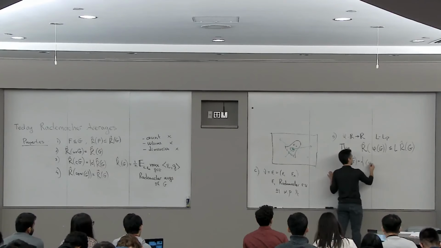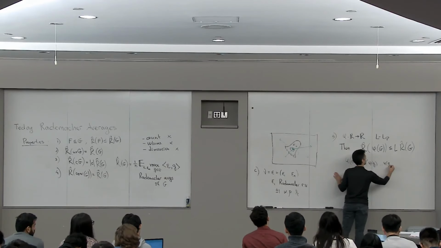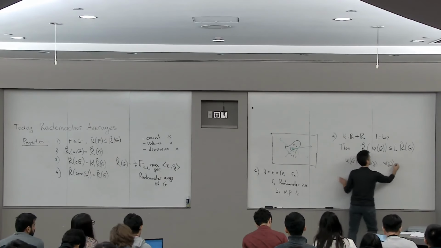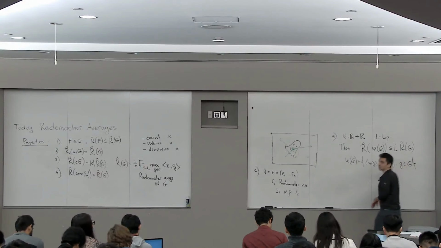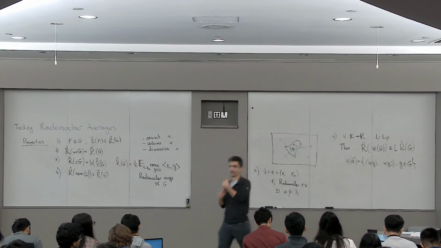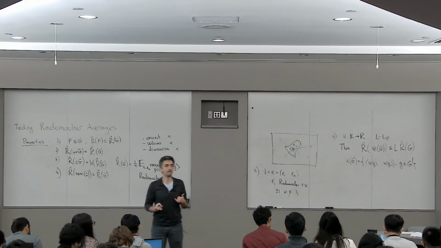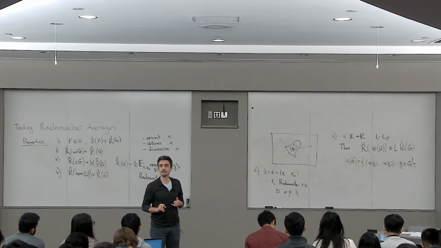G is a vector now, right? And then you apply phi coordinate-wise. Yeah? Is that definition clear?